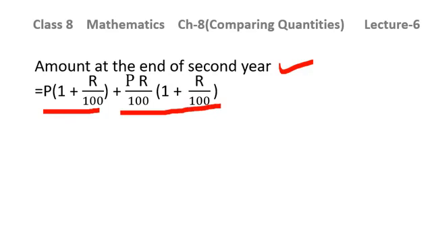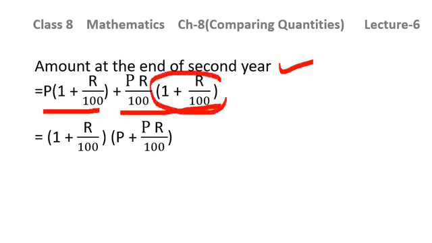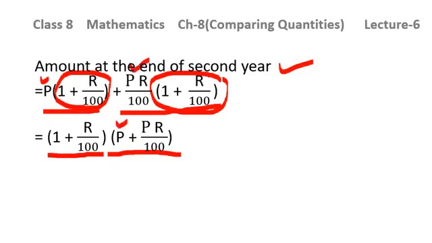So the amount at the end of second year will be principal plus interest. Now you can see this 1 plus R over 100 is present here also, and it is present here also. So I have taken 1 plus R over 100 common. What will be left inside? It will be this P, plus this PR over 100. So the amount at the end of second year will be 1 plus R over 100 bracket P plus PR over 100.